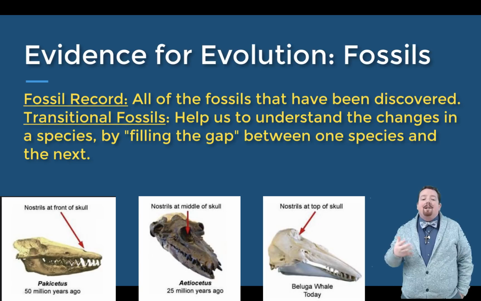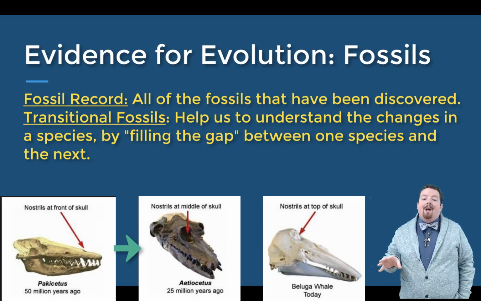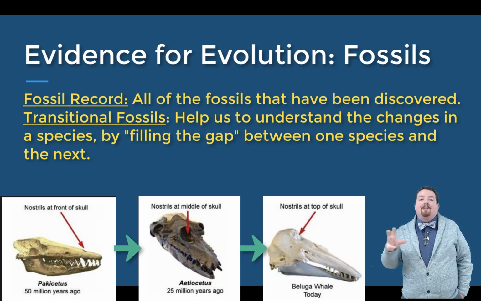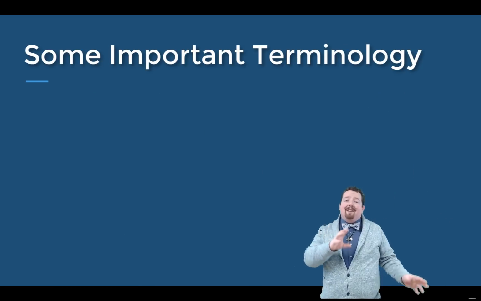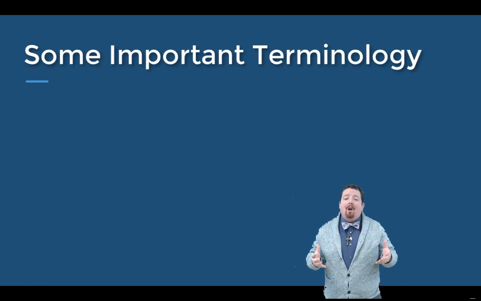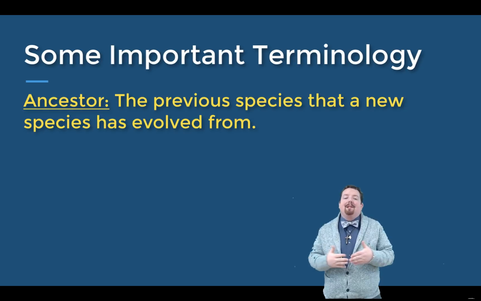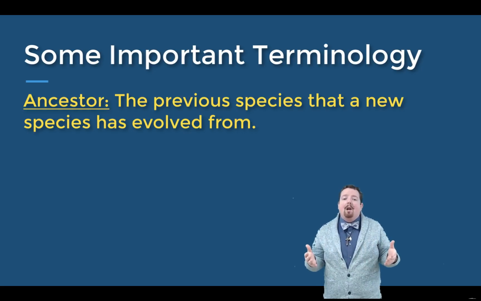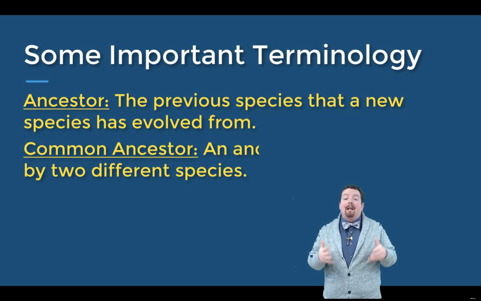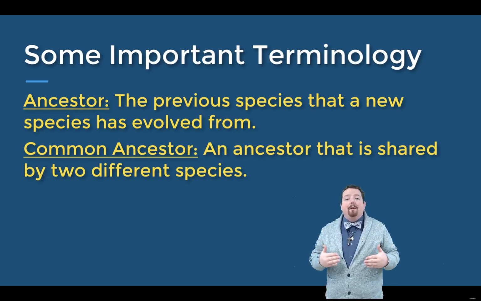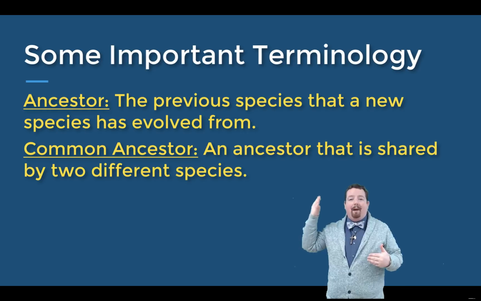And when we're looking at the fossil record of a similar organism, we can see the transition from one species to the next. When we consider that a species can change, we can think about a species as having come from another, which we might call an ancestor. Similar to how you have ancestors like your parents and your grandparents and your great-grandparents. So anytime that we see different species sharing an ancestor, we can call that ancestor a common ancestor.